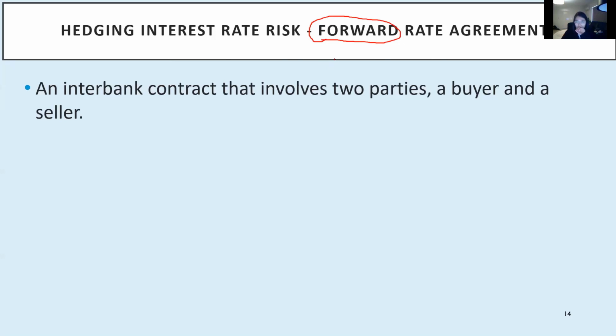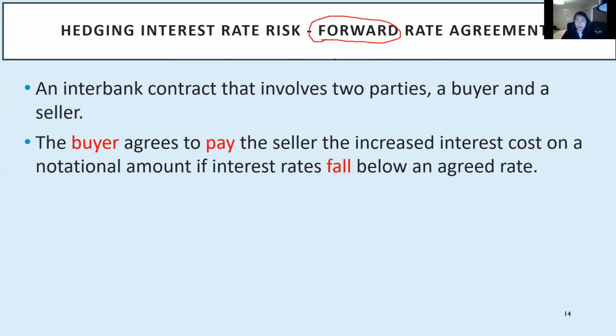So the rate that we talk about here in forward rate agreements are interest rates. The definition of a forward rate agreement is that it is an interbank contract that involves two parties, a buyer and a seller. The buyer is the person that agrees to pay the seller the increase in interest cost on a notional amount if interest rates fall below an agreed rate. So here I've got two members, a buyer and a seller.